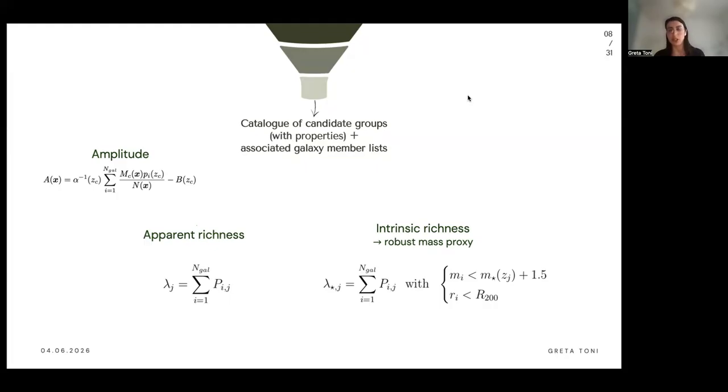The intrinsic richness, or lambda star, was shown to be quite stable in redshift, and was therefore also proven in previous studies to be a quite robust proxy of the mass of the group.